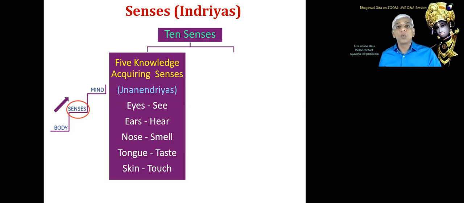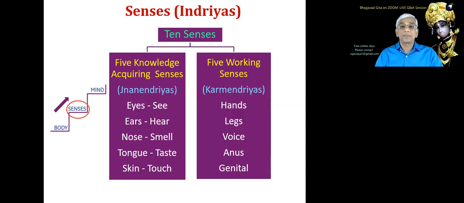Then the 5 working senses are known as karmendriyas. Karmendriyas are hands, legs, voice, anus, and genital. These are the 5 working senses, the 5 karmendriyas.